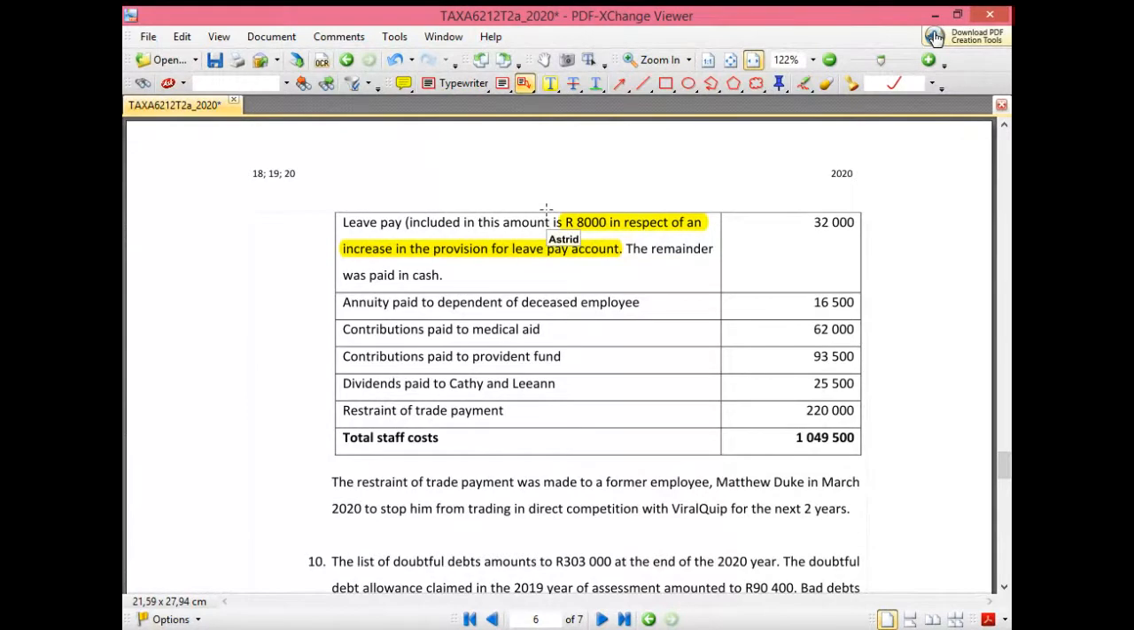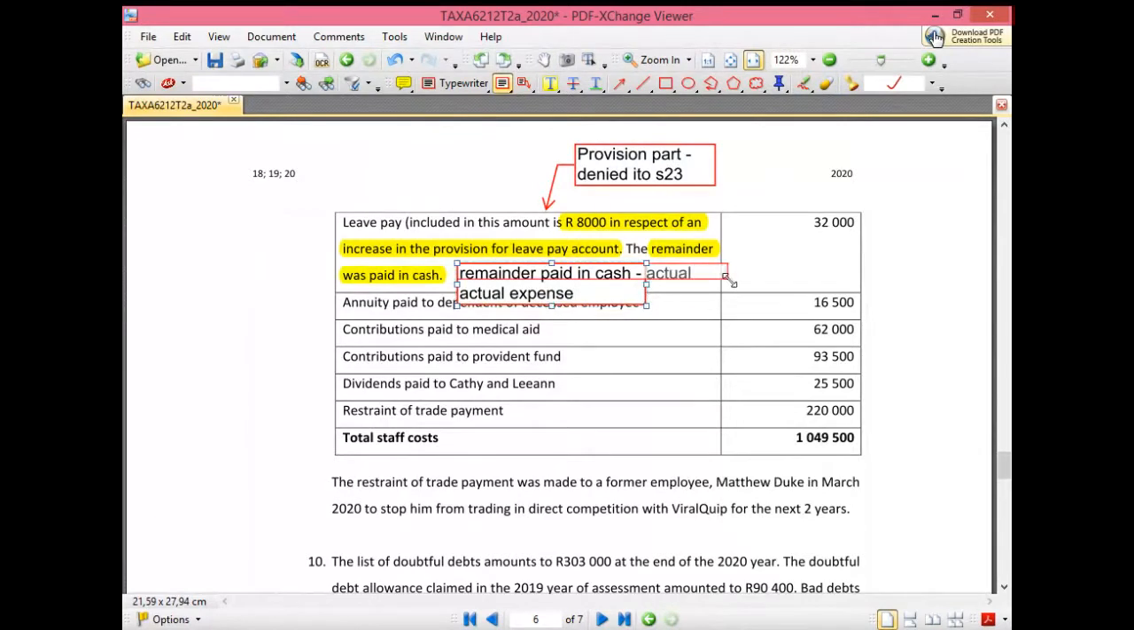Okay, so what that means is the provision part is denied in terms of Section 23, so you cannot deduct it, and the remainder was paid in cash. Now, because the remainder was paid in cash, the remainder can be deducted because it's an actual expense. Okay, so that's why they've given you this information. So there's 2 components to that item.